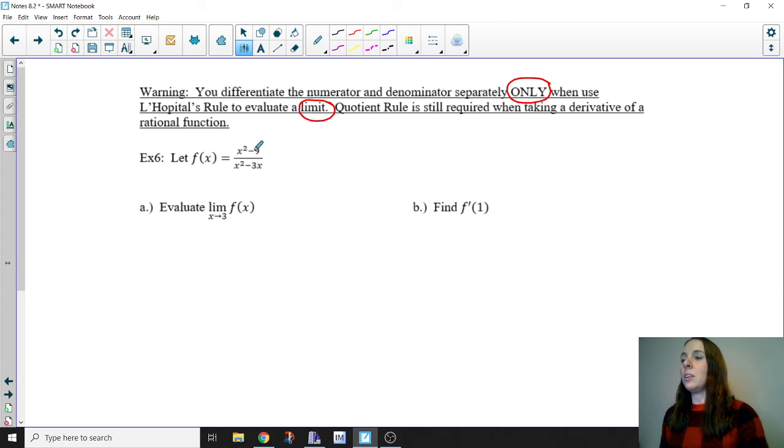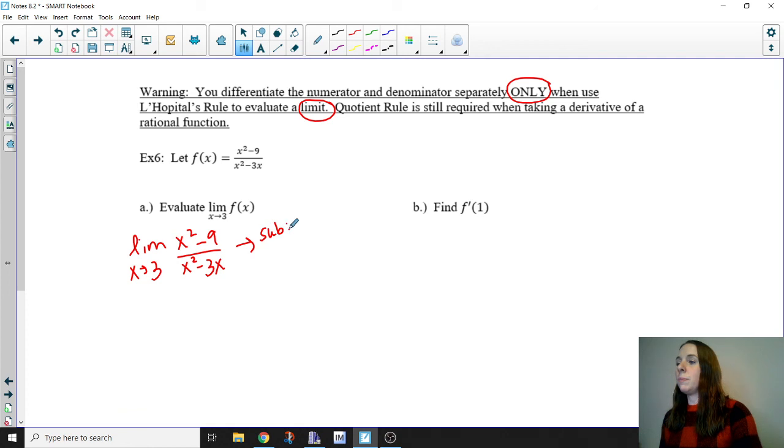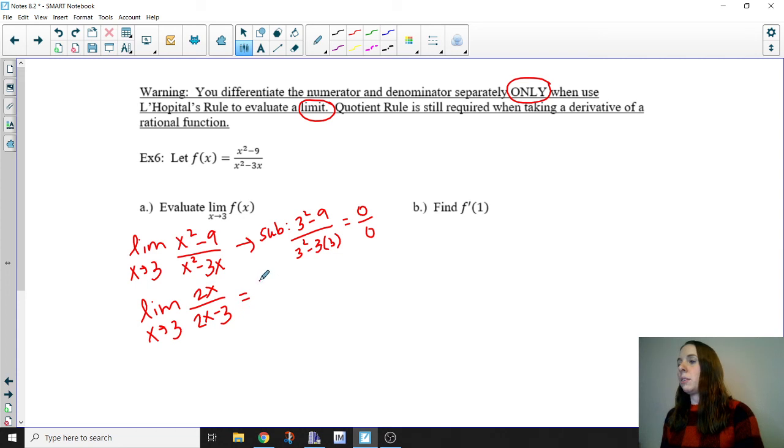We have the function x squared minus 9 over x squared minus 3x, and in part A, we are asked to evaluate the limit as x approaches 3 of f of x. So we're doing really here the limit as x approaches 3 of this function. Let's just write it as the function expression instead of f of x. And then let's try substitution. And we get 3 squared minus 9 over 3 squared minus 3 times 3, which is 0 over 0. So applying L'Hopital's rule, which is, again, where we can do derivative over derivative, we get 2x over 2x minus 3, and subbing 3 in for x again, we get a limit answer of 6 over 3, which is 2. There's our answer.